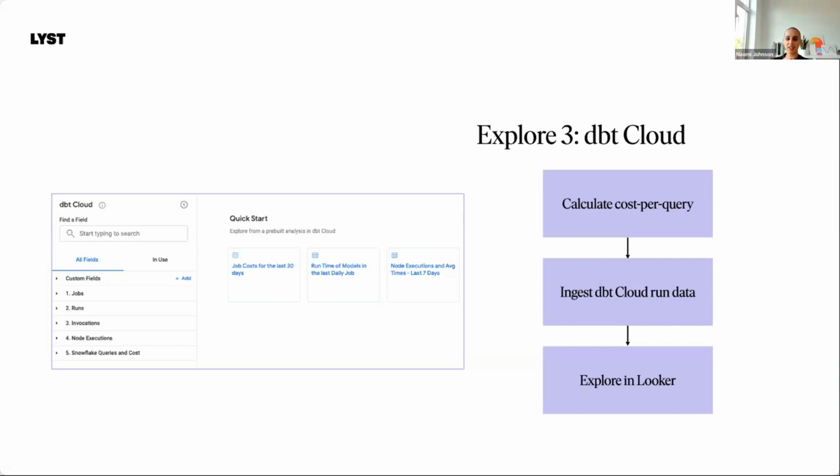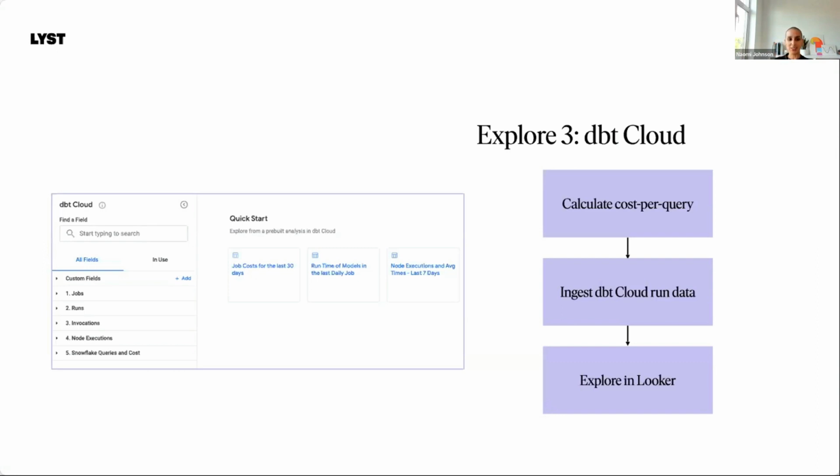to first calculate our cost per query for every query in Snowflake, then ingest our DBT Cloud run data, which is how we run DBT in production, and then join these to create an Explore, which has every DBT Cloud run at node level, i.e. tests, macros, and models, and then estimate the cost of each of these.